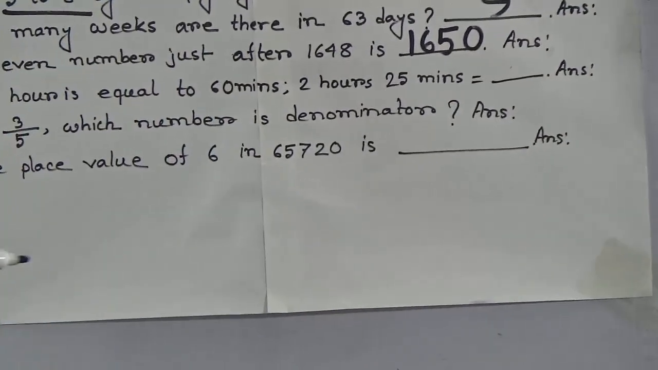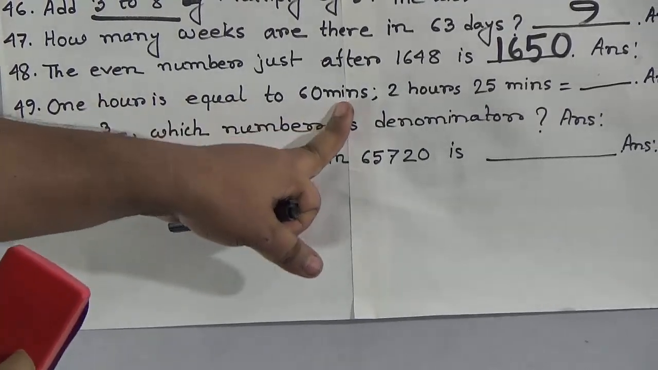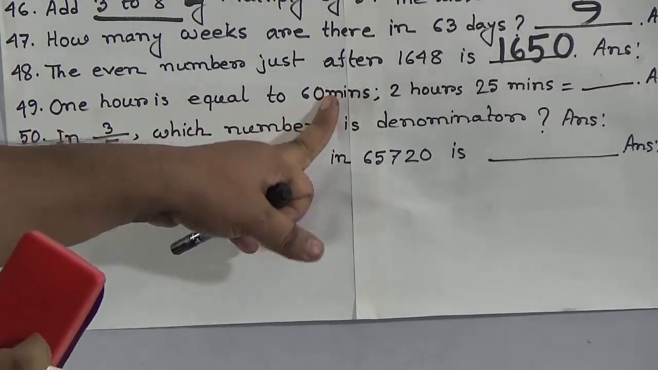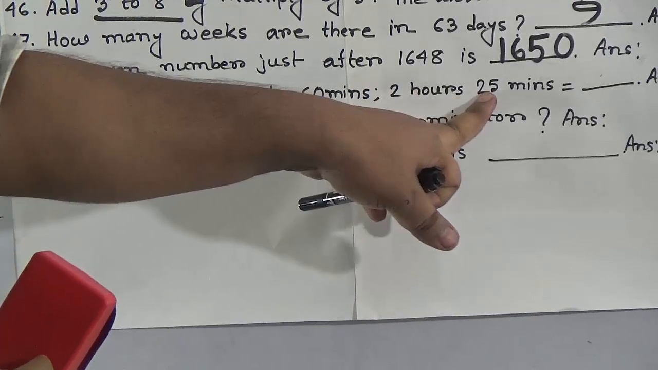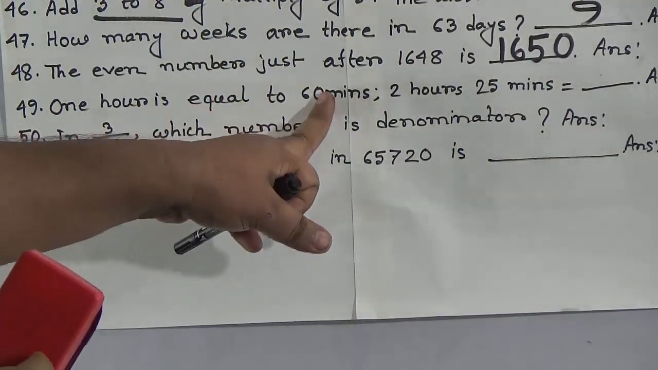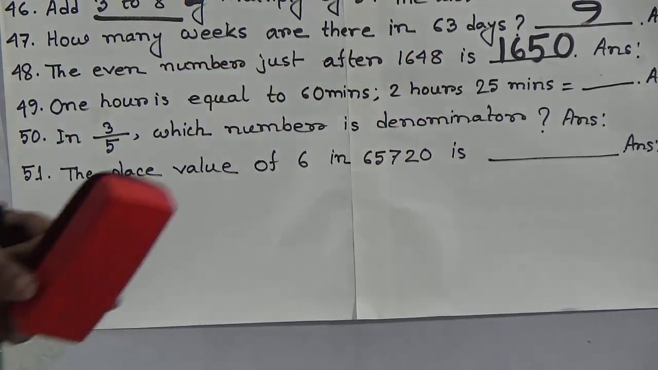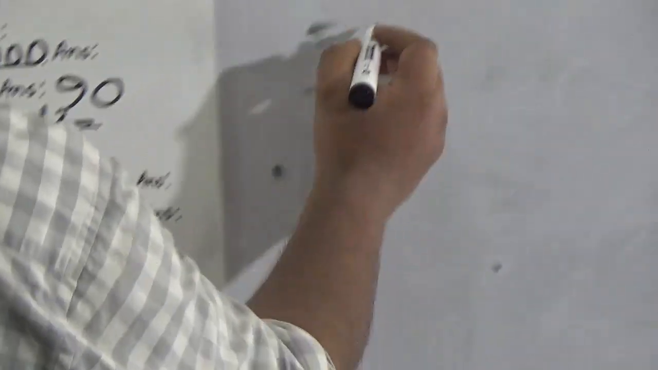1650. Okay? Our next question. 1 hour is equal to 60 minutes. The information is given. 2 hours 25 minutes equals what? Here 1 hour equals 60 minutes. We need to find out 2 hours equals how many minutes. So we multiply this 60 with 2.